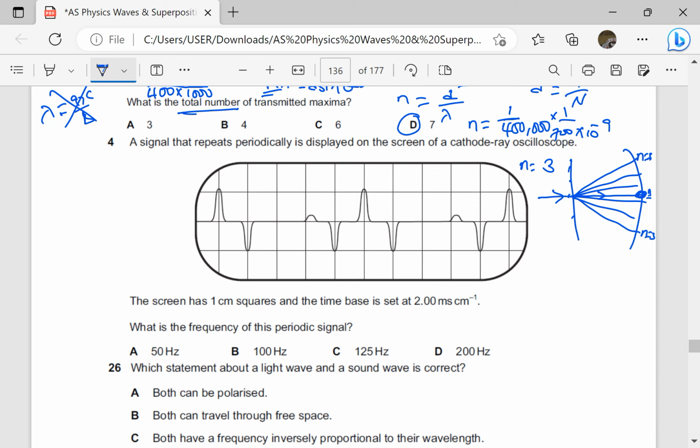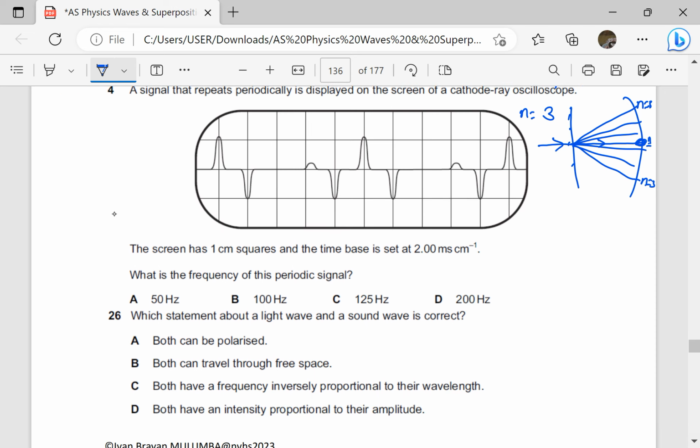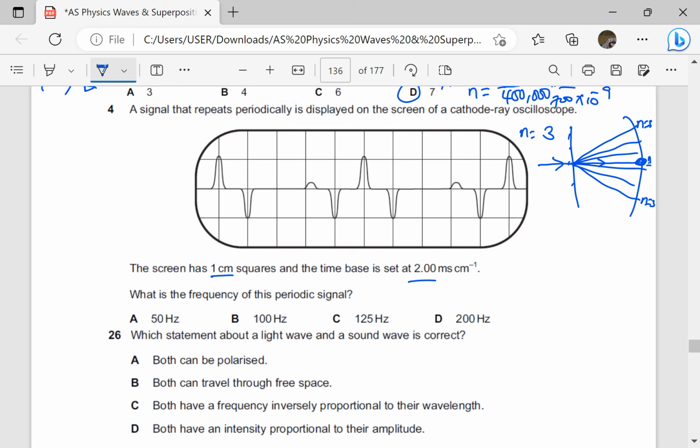A signal that repeats periodically is displayed on the screen of a cathode ray oscilloscope. The screen has 1 centimeter squares, and the time-base setting is 2 milliseconds per centimeter. What is the frequency of this periodic signal? So let's just look for one complete cycle for this signal. If I start from this peak here, the next time I reach the same peak, that will be one cycle.